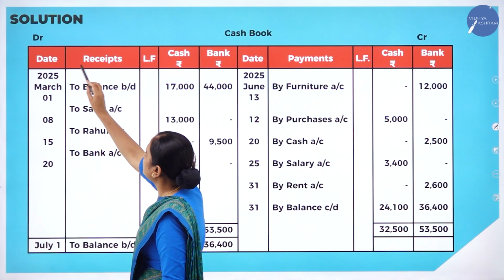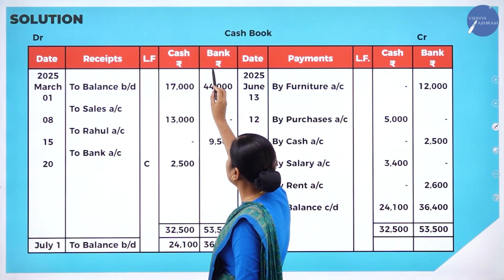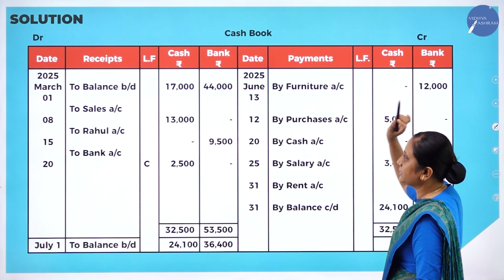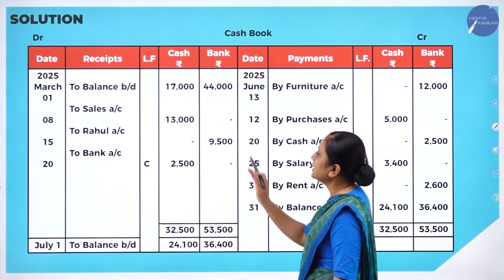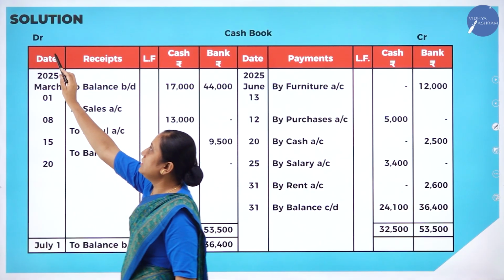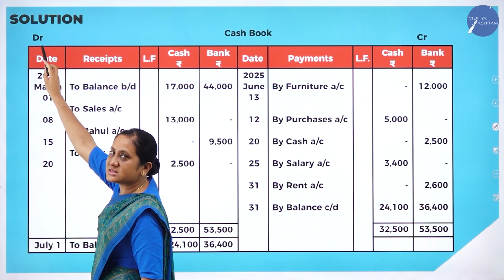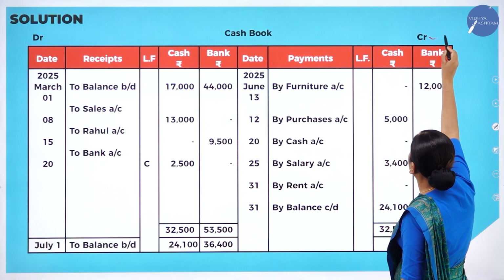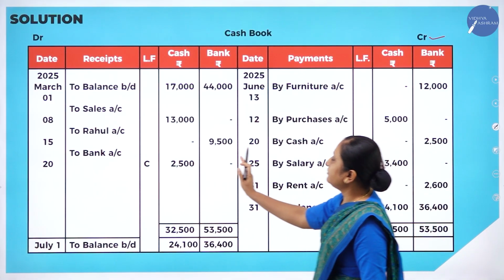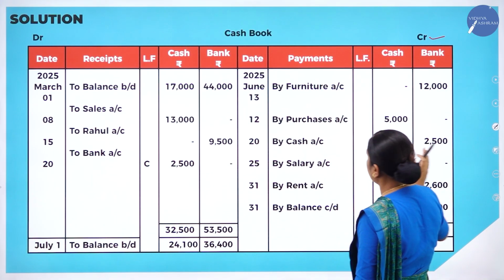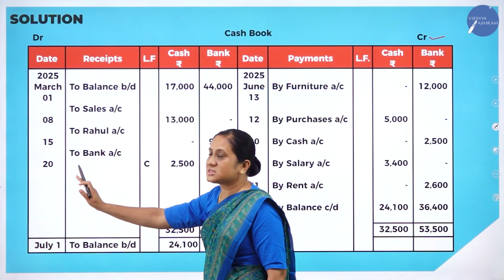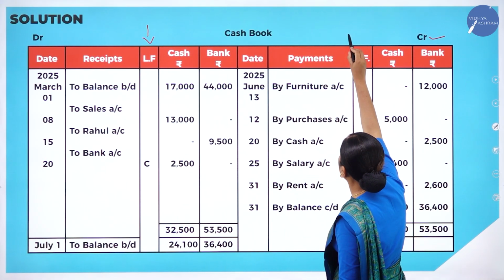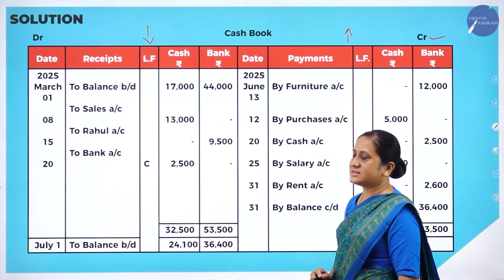Date, receipts, LF, cash rupees, bank rupees, date, payments, LF, cash rupees, bank rupees. Like this, we have to make the columns. This side we call it as debit side. Here on the left hand side corner, we have to write it as DR, debit, and this side we call it as credit. This side we have to enter it as CR. Debit is for receipts. If there is any inflow of cash, it is recorded on the debit side. If there is any outflow of cash, it will be entered on the credit side.